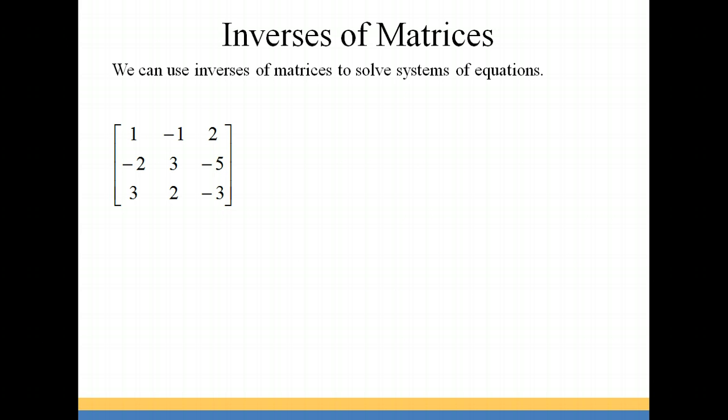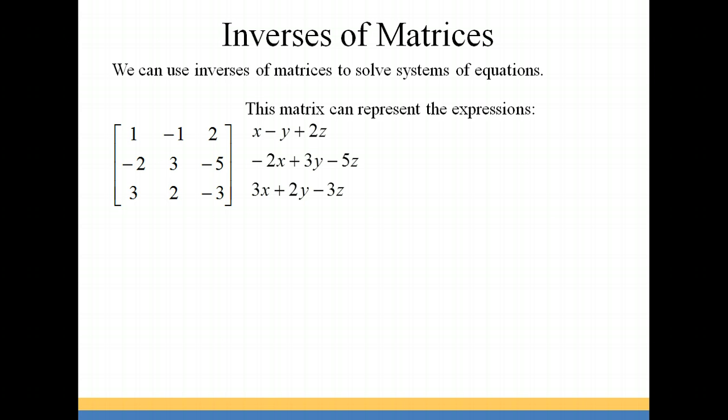So we're going to take this matrix and we want to rewrite it using, for instance, equations or expressions. So looking at our first row, it could represent x minus y plus 2z, being the coefficients of x, y, and z.